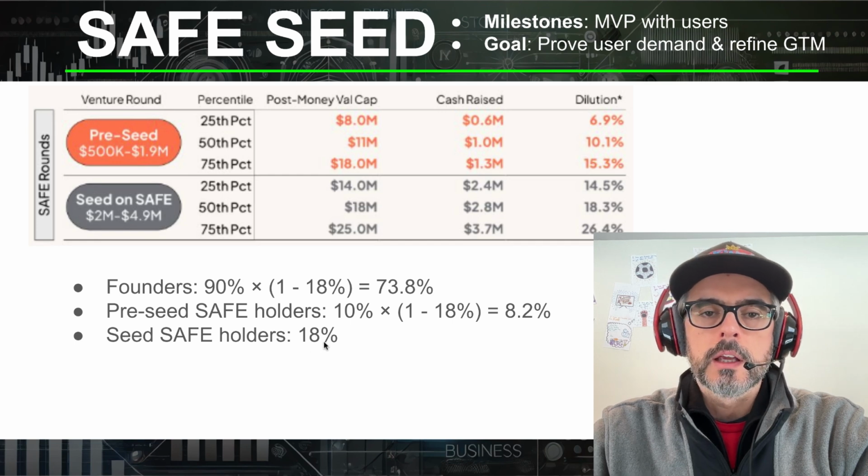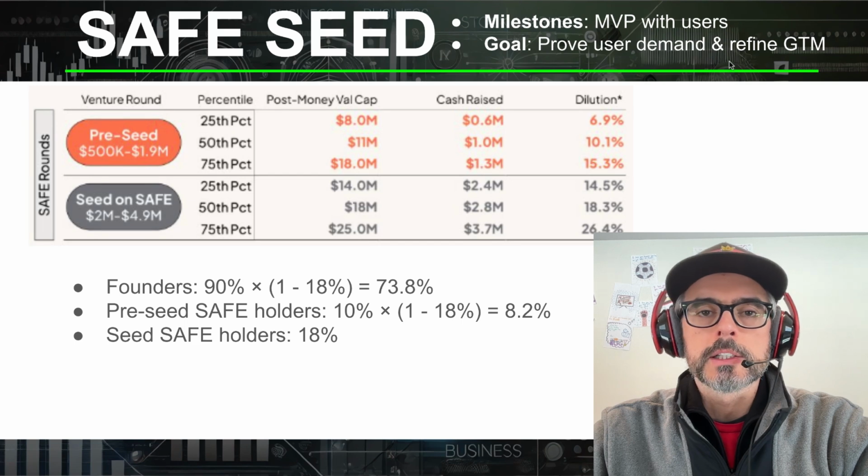So at this point, if we come up here, you can see that the milestone in order to be able to do a SAFE seed is that now you have an MVP that you have been putting together with the money you got from the pre-seed, right? With some users who are already using your MVP. And the goal with the money is to prove user demand, start getting users who pay for the product, and refine your go-to-market strategy.